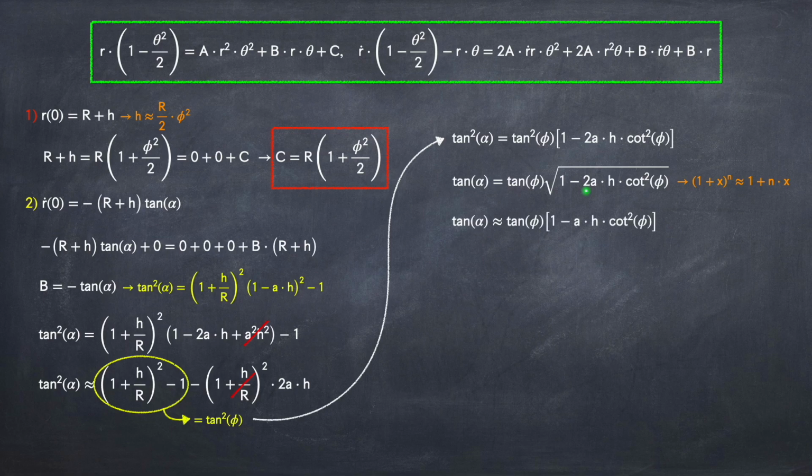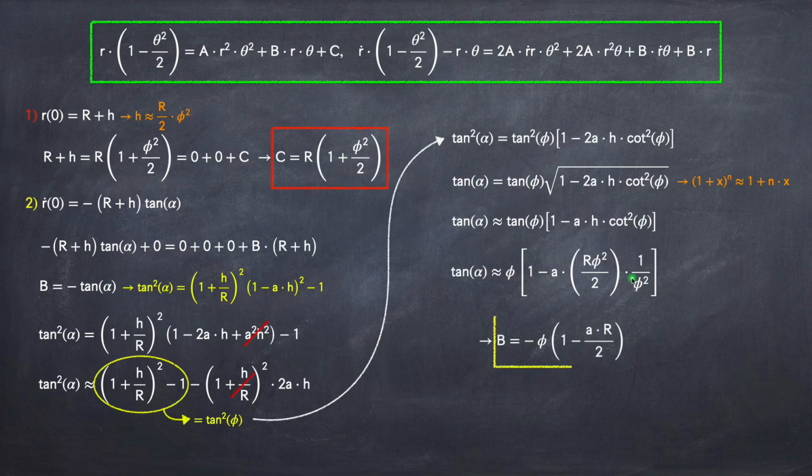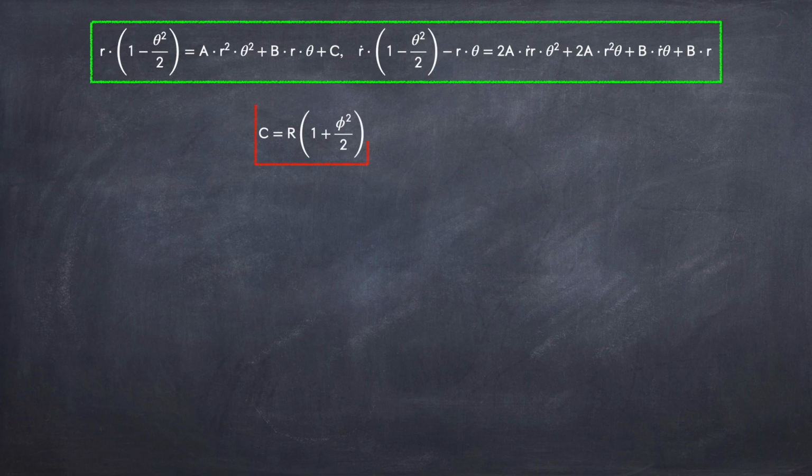Now remember, we're making a small angle approximation, and tangent phi for a small angle is approximately phi, and this is cotangent phi squared, which is 1 over tangent phi squared, so that's going to be 1 over phi squared, and remember that we know what h is in terms of phi. So now let's plug all that in, and notice here we have a phi squared divided by a phi squared, so those will cancel, and what we want, remember, is b, which is negative tangent of alpha. So we get that b equals negative phi times this expression, 1 plus a times capital R over 2. And that covers the second boundary condition. Now, let's erase all of this and rewrite the two results from our two boundary conditions.